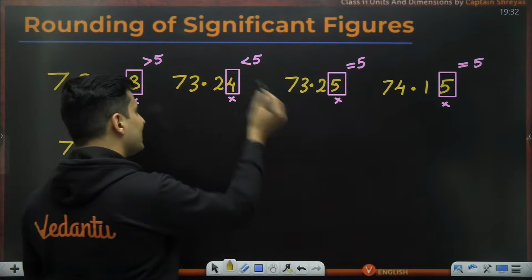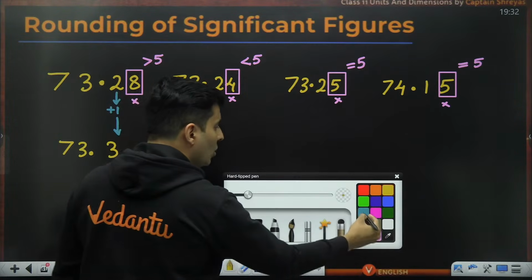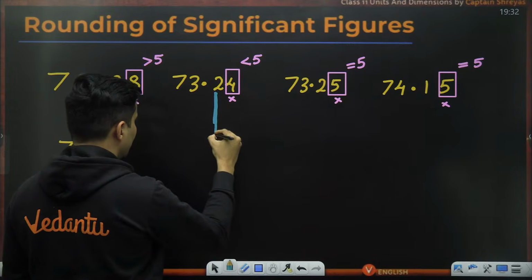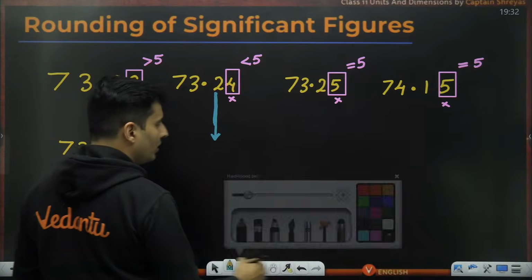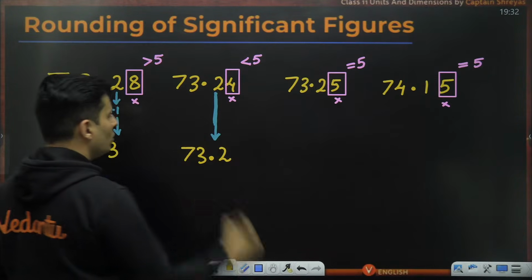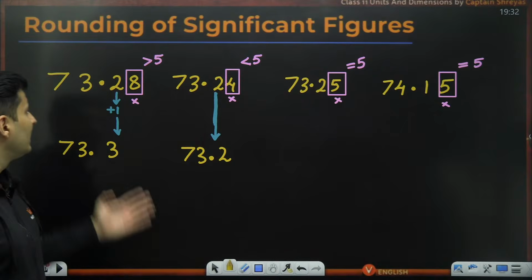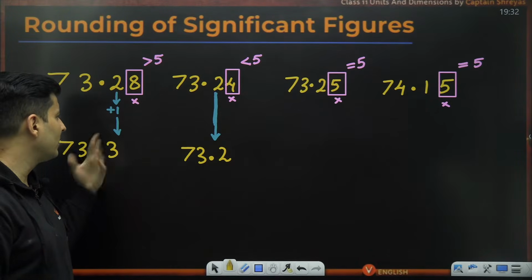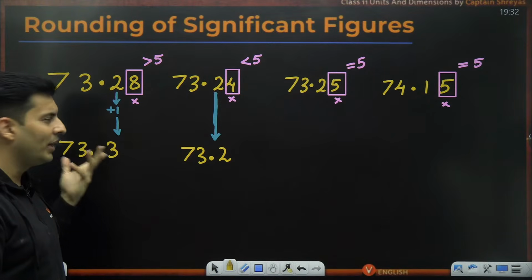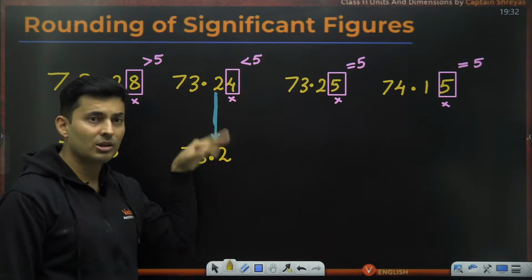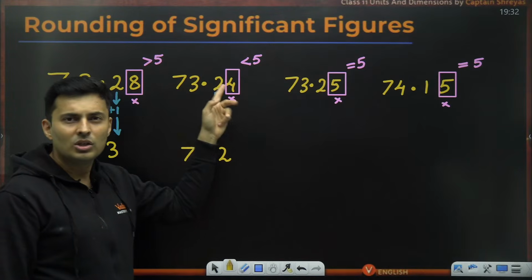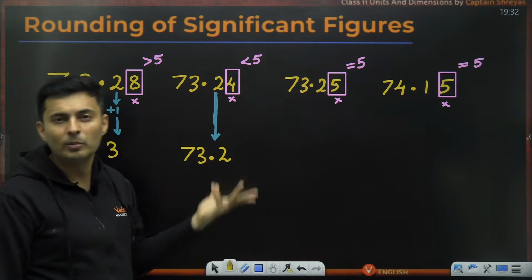If it is less than 5, don't do anything. Just carry that digit as it is. So this will be 73.2 only. It makes sense. 73.28, 0.28 is closer to 0.30, so when you round it off, 0.28 will become 0.3. 0.24 is closer to 0.20 than to 0.30, so it will become 0.20, or 0.2 basically.